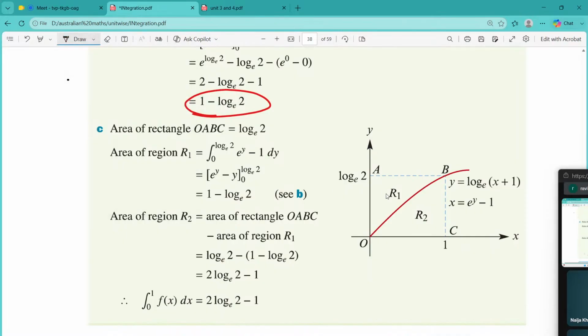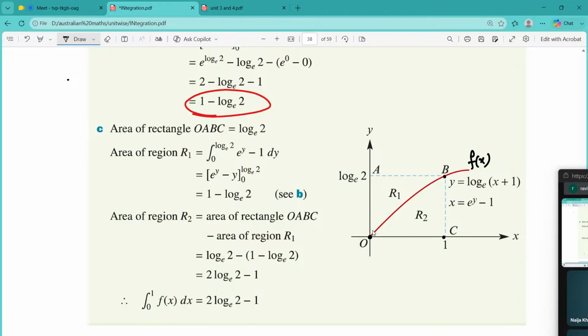Now see the graphical approach. This is the f of x, right, Nisa? We have to integrate 0 to 1. So this is 0 and this is 1. For 1, what are we getting? We are getting log e 2, right?